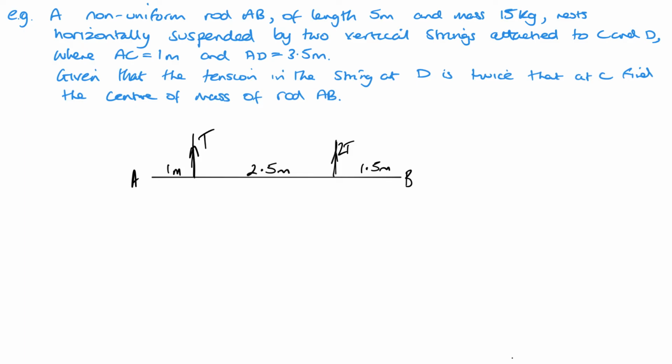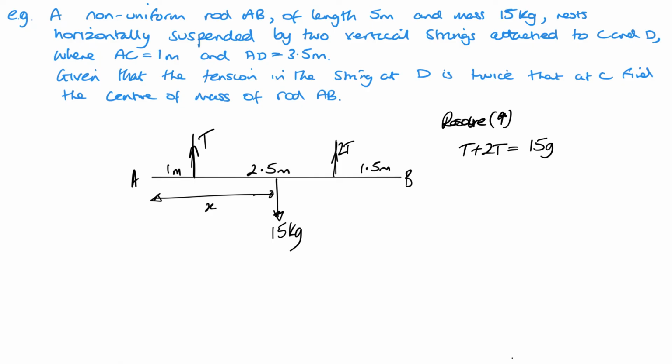Okay, and then we've got a 15 kilogram weight, and we know that this distance is x. So the first thing, we can resolve vertically. That gives me t plus 2t going up, and that's going to be equal to 15g going down. So 3t equals 15g, so t is going to be 5g newtons.